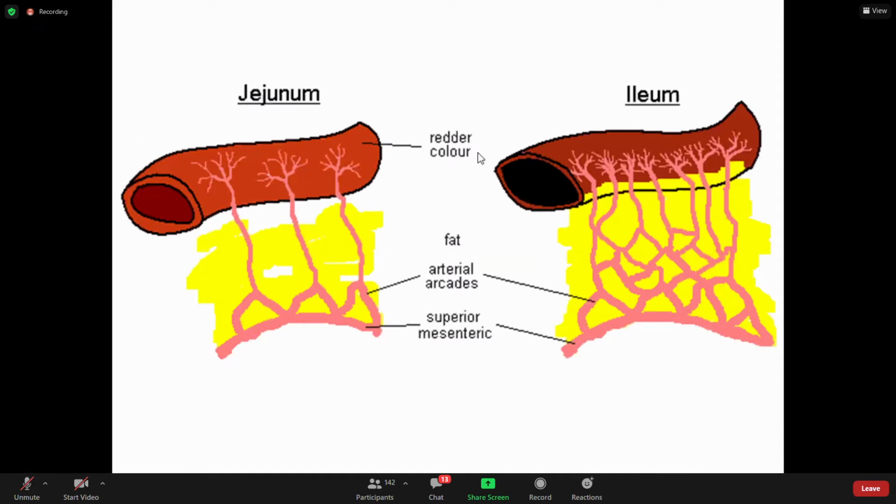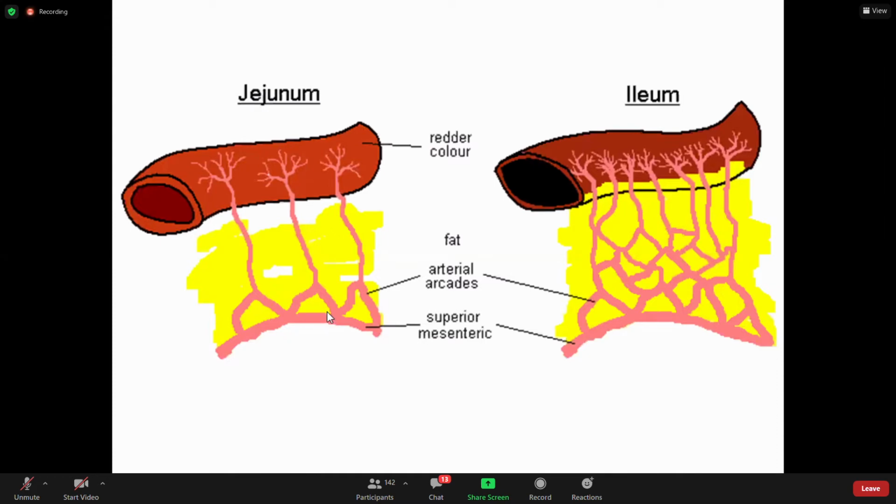So basically, the jejunum and ileum, which are the part of your midgut, are supplied by the jejunal and the ileal branches. And those 15 to 20 jejunal or ileal branches are arising from the superior mesenteric artery. So you can see here, this is the superior mesenteric, just a representative diagram for the understanding. So from these superior mesenteric vessels, the jejunal and the ileal branches arise, and as soon as they enter into the mesentery, this yellowish part is the mesentery.